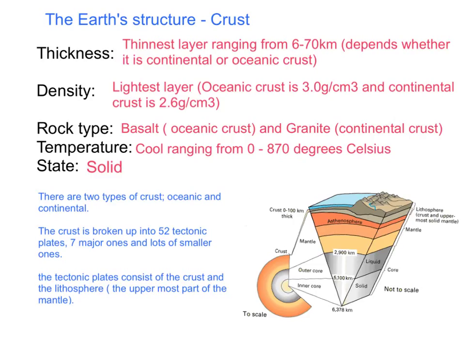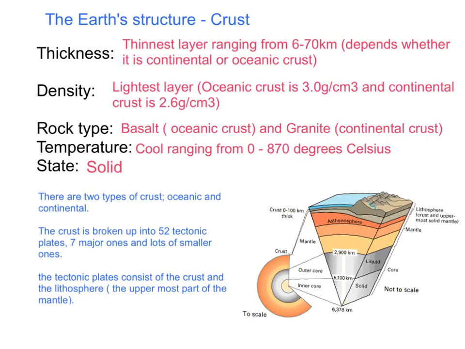Lastly is the Earth's structure. This is the thinnest layer, ranges from 6 to 70 kilometres, and this depends on whether you're on continental or oceanic crust. It's the lightest layer, oceanic crust 3.0, whereas continental crust is 2.6. The rock type is basalt for oceanic crust and granite for continental crust, and the temperatures cool range from 0 to 870 degrees Celsius, and the state is solid.